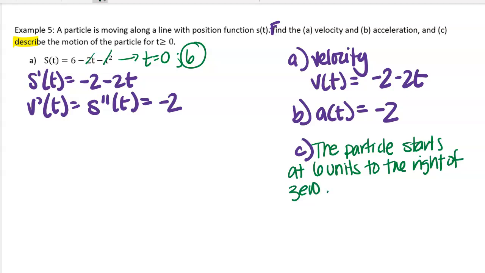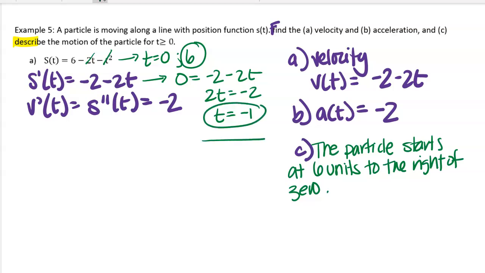Now we need to know if it goes right or goes left. To go right, guys, the velocity is going to be positive. So we want to take the velocity and set it equal to 0. To set it equal to 0, we move the 2t to the left. So t equals -1, but the restriction is time has to be at least 0, and -1 is outside that. So when we plug in, let's say 2, 3, 4, 5, the whole velocity is always going to be negative. So it's always going to go left.